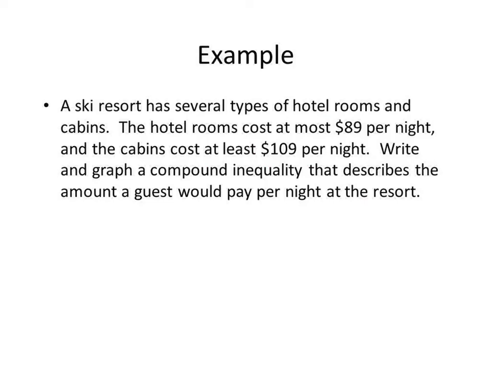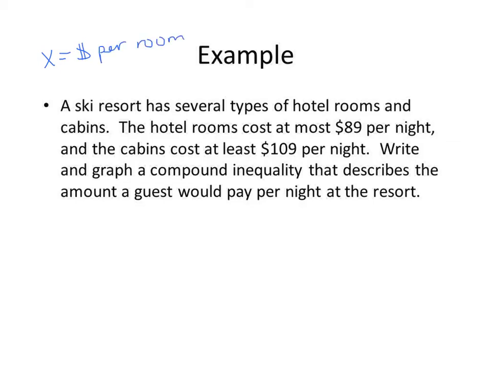A ski resort has several types of hotel rooms and cabins. The hotel rooms cost at most $89 per night, and the cabins cost at least $109 a night. Write and graph a compound inequality that describes the amount a guest would pay per night at the resort. So first of all, you probably should define your variable. So what is x going to equal? x is going to be the price per room.